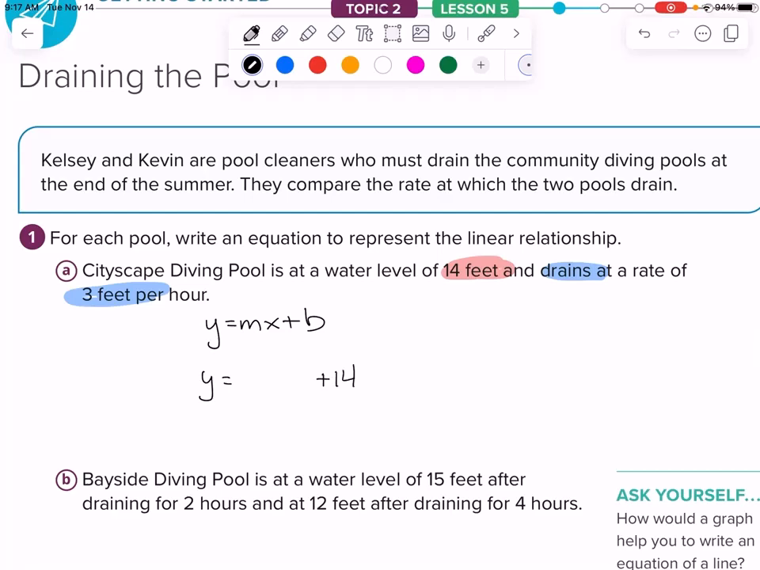Drains at a rate of 3 feet. So drain, right? Is this a positive 3 or is this a negative 3? Because we're draining, we're losing water. This is a negative 3. X plus 14, right? If we had positive 3, that means we would be filling up this pool. So just be careful with your signs for that.